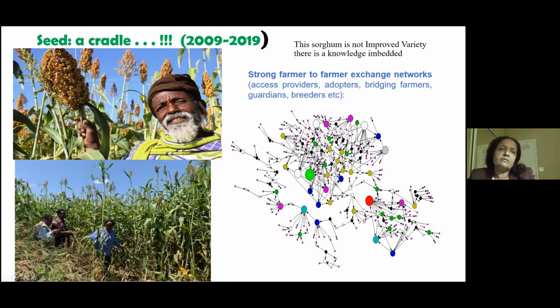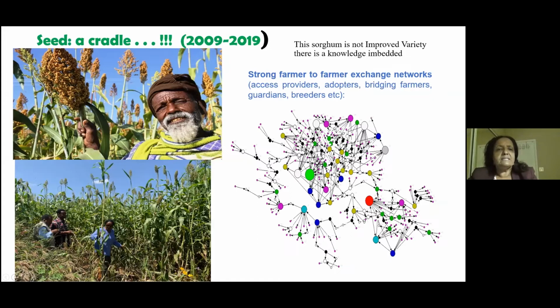This one is also not an improved variety. It's a local variety in the northwest part of Tigray. And we have also studied the social seed network, and we found different positions of farmers. They serve as access providers, adopters, bridging farmers, guardians, and even to the extent of saying, this is my variety. Some of the varieties are named after the farmer, and you can see this man is a proud man.